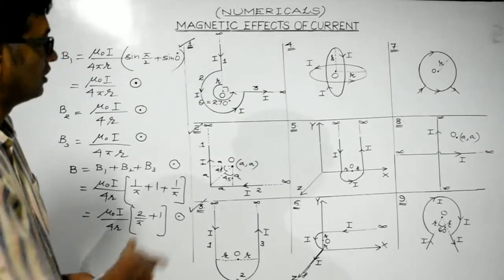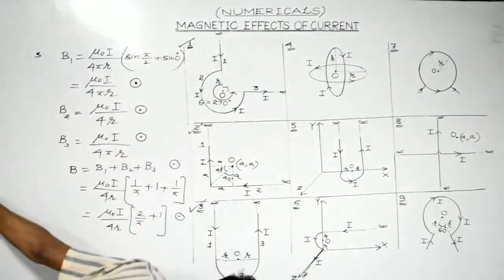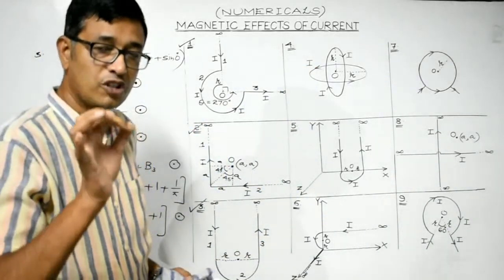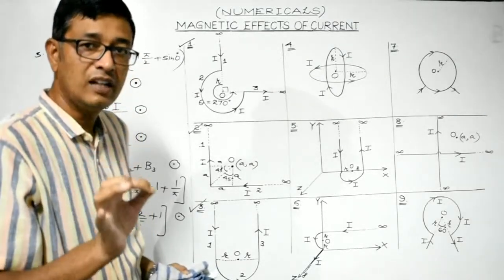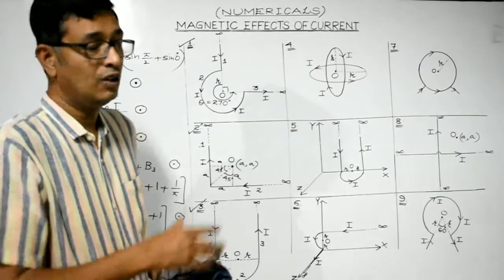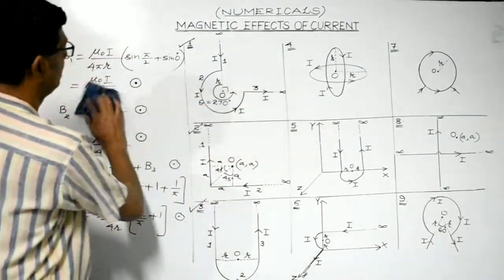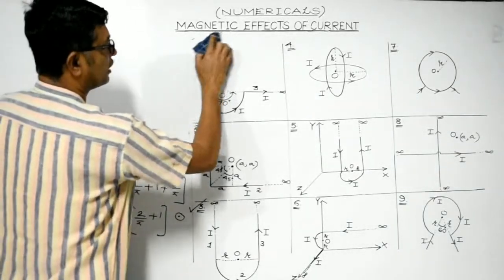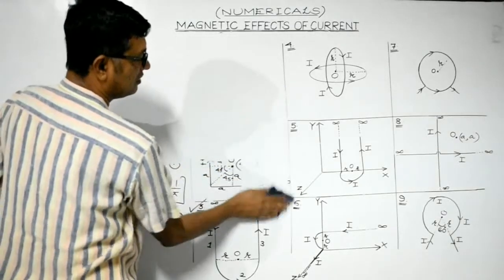Now let's proceed further. Question number 4. That is an interesting question. Actually, 2 loops are given. In question number 4, 2 identical, circular and concentric loops are given, whose planes are perpendicular to each other. Just check that diagram. We are supposed to find out the expression for the magnetic field at the common center.